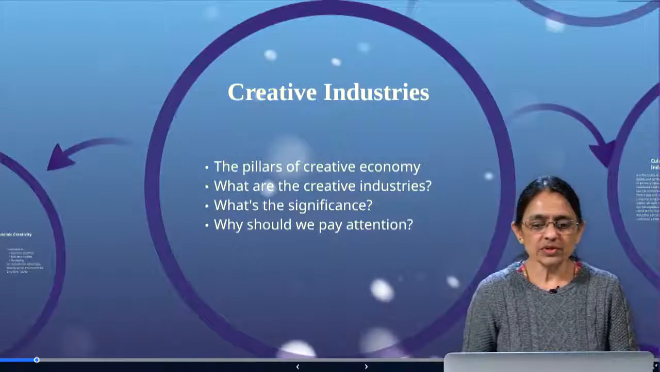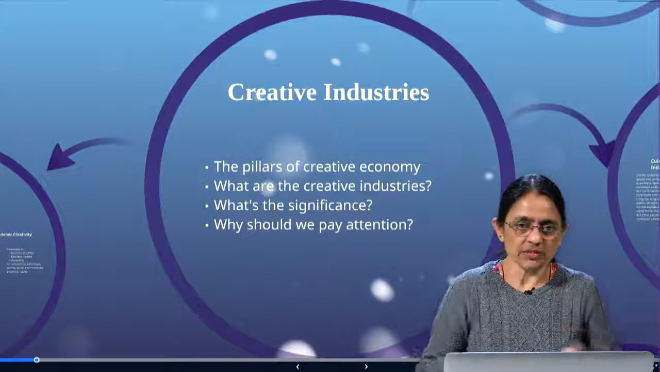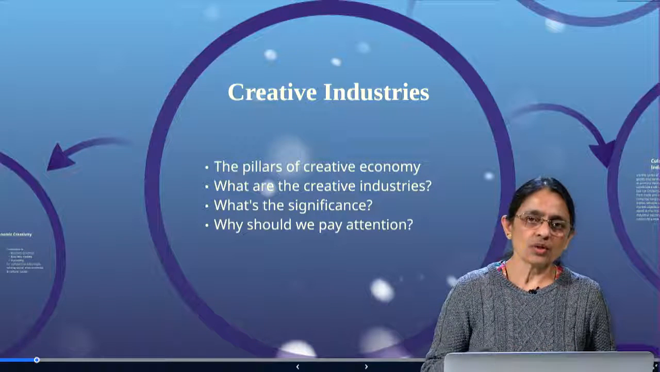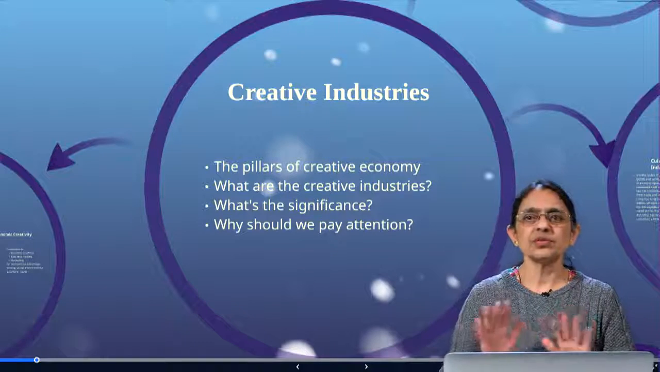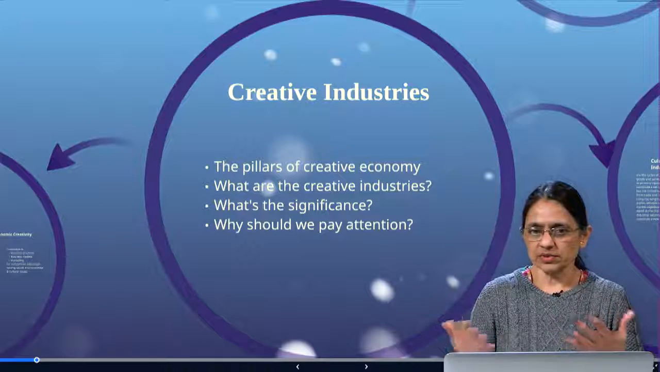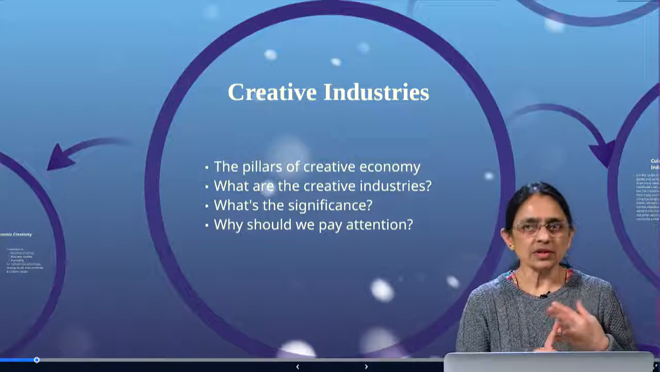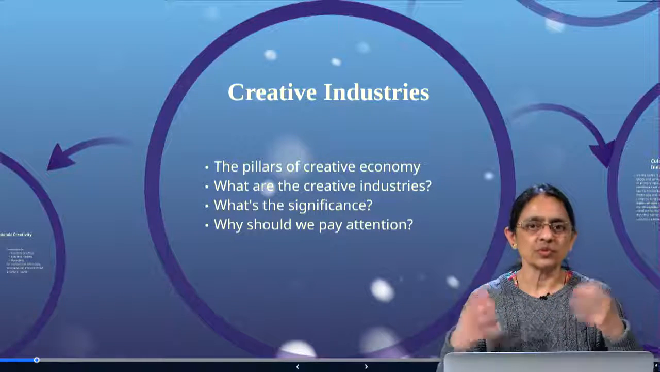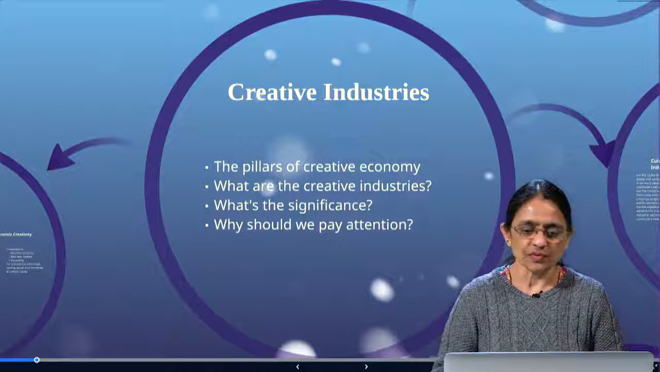What we'll try and look at is what are the pillars of the creative economy as a whole, the three pillars we have talked about. What are creative industries? And in this entire lecture, I'll use few terms interchangeably because really the boundaries of these are not very clear. So whether it is creative economy, cultural economy, creative industries, cultural industries, they're one and the same for the purpose of this lecture here. So if I change between these, don't worry.